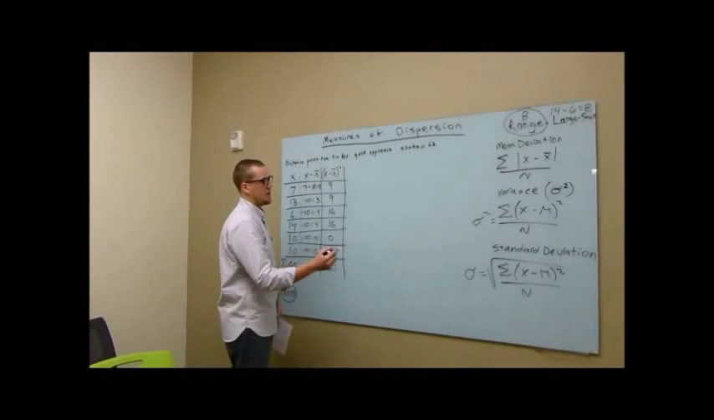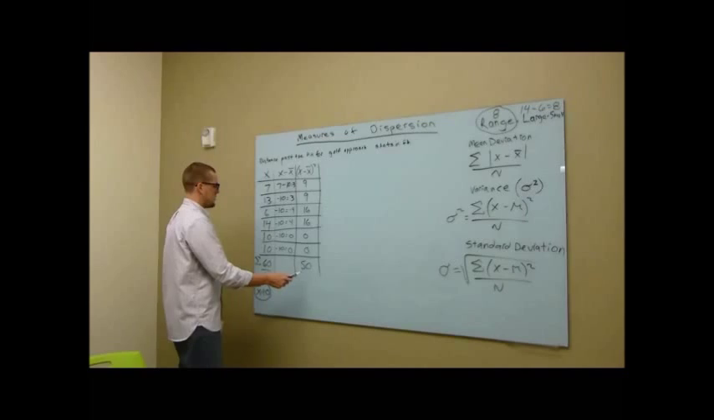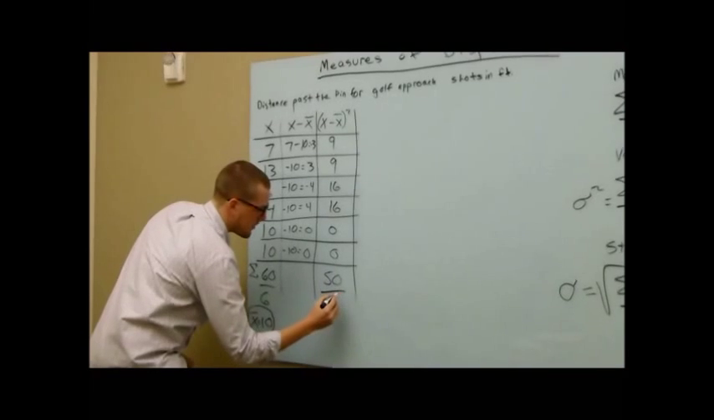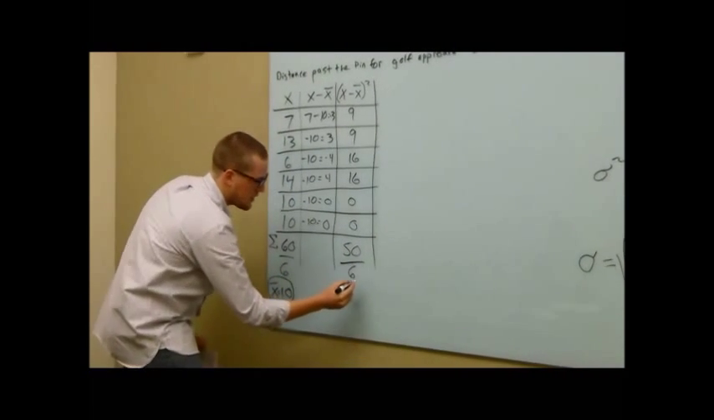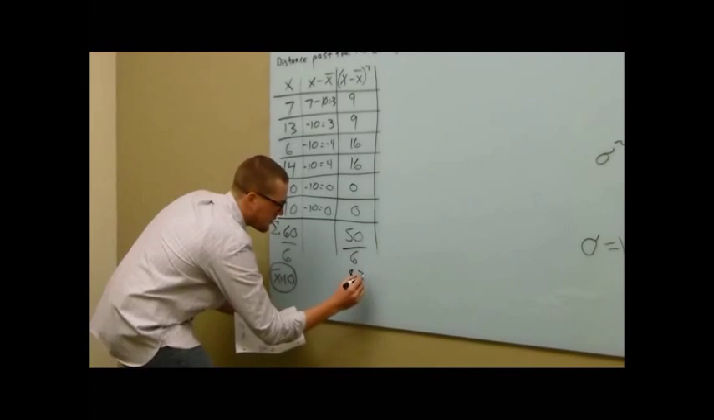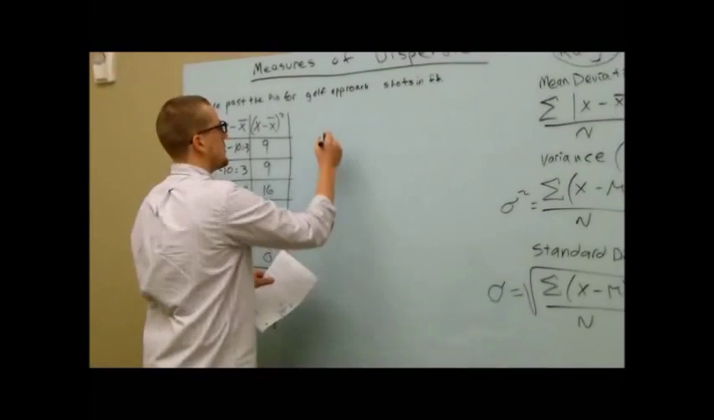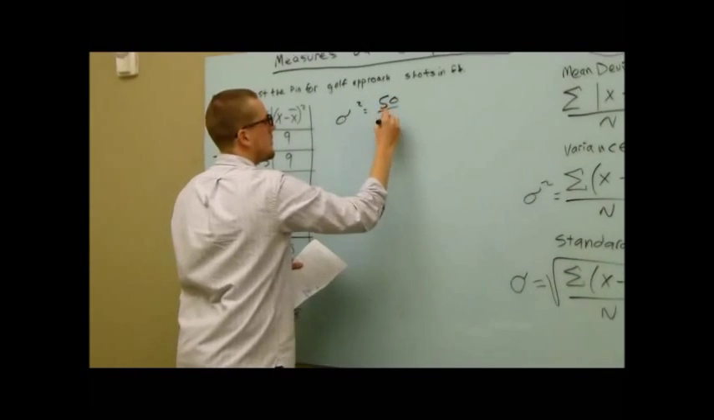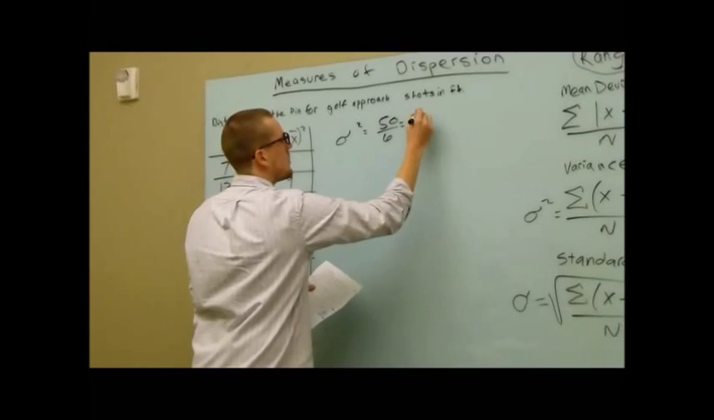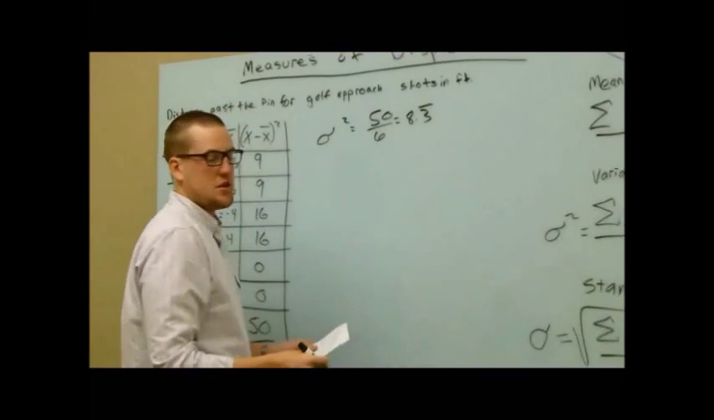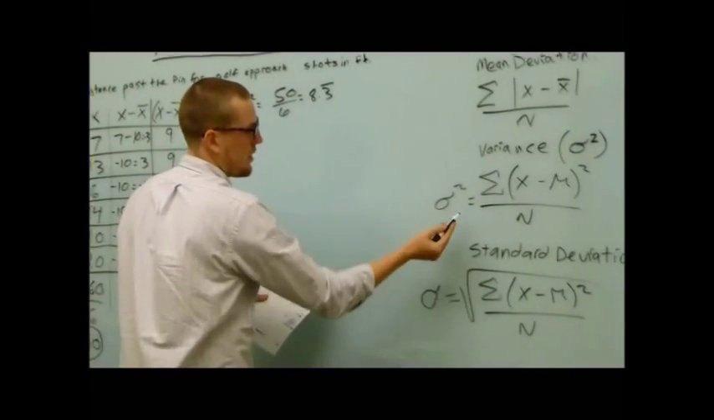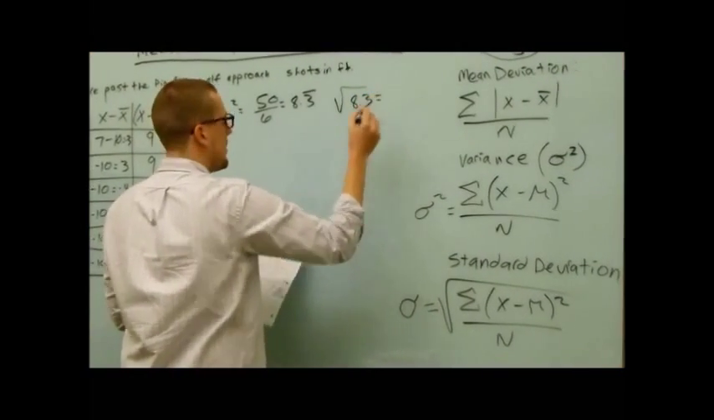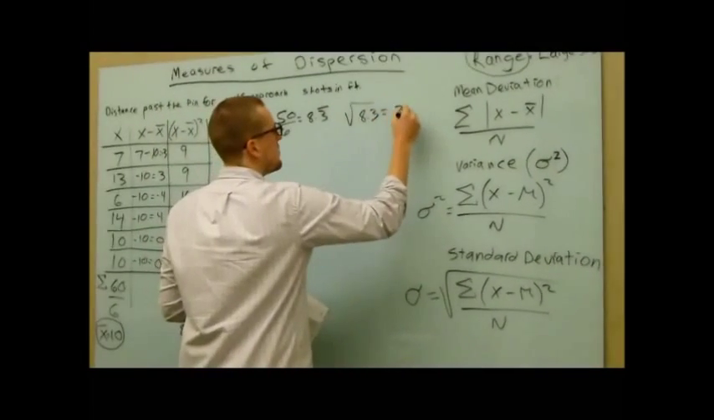And then continuing with the variance, we have the sum of our data points minus the average, squared, divided by the number of data points, 6, gives us 8.3. So simply following this equation, now to find our standard deviation, all we need to do is find the square root of our variance. And the square root of 8.3 gives us 2.88.